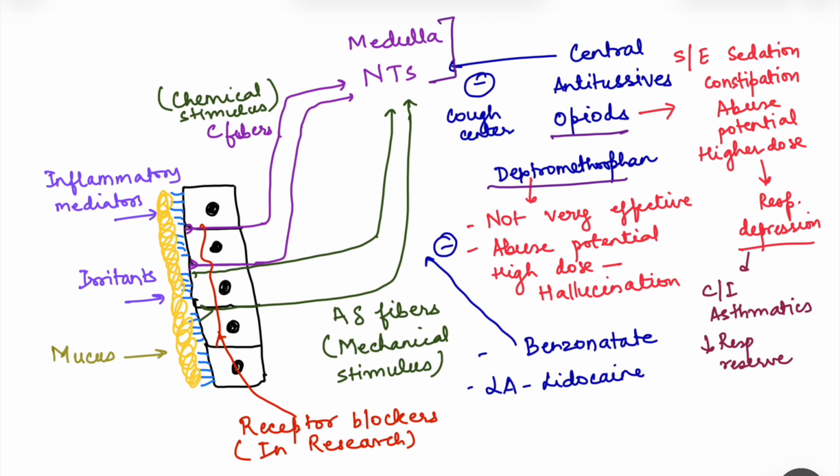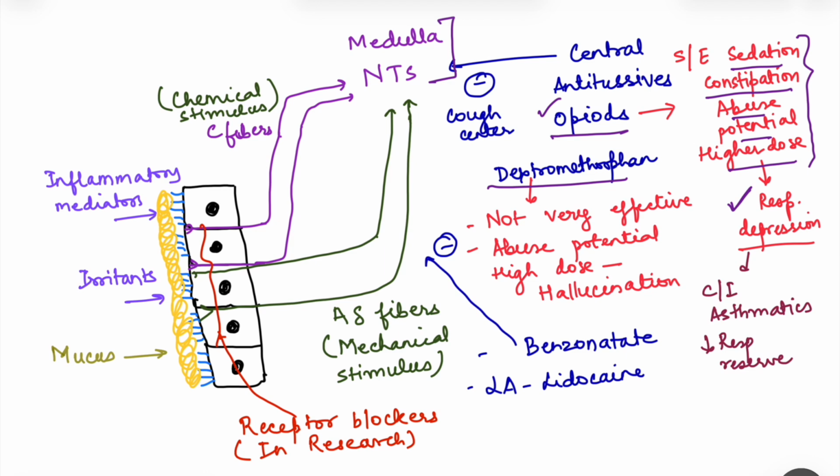So opioid antitussives suppress the cough center, but their side effects include sedation, constipation, they have high abuse potential, and a higher dose can lead to respiratory depression. Understand that sedation, constipation, abuse potential and respiratory depression are common side effects of all opioids. Maybe when we talk about opioids in analgesics, we will talk about it in detail. But remember here that these are common side effects of all opioids.